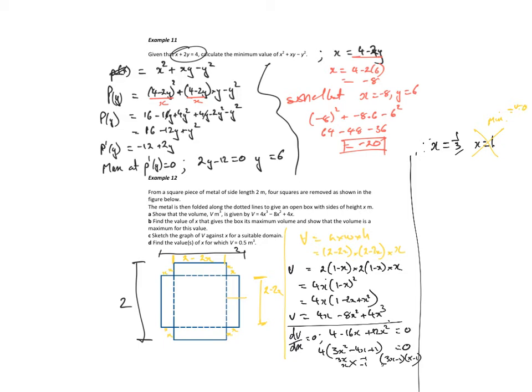If I want to show that it's a maximum, I want to do a little sign diagram. There's 1/3 there. I want to pick a value to the left, say 0, and a value to the right, say 1, and hopefully the gradients will be positive and negative respectively. So if I put x equal to 0 into the derivative, where's my derivative? It's down here. I get 4 minus 0 plus 0, which is positive. So I get a positive gradient there at 0.